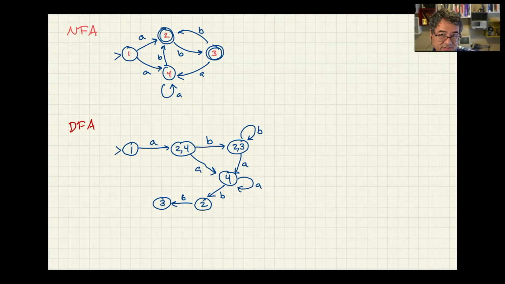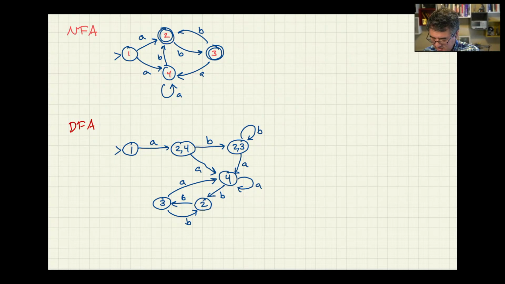Okay, I think we're almost done. So out of 3, I see an A and a B. The B takes me back to 2. And the A takes me back to 4. And since I just went back to states I already have in there, I'm pretty much done.